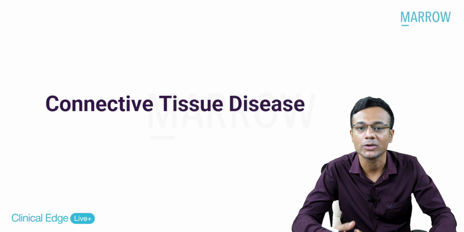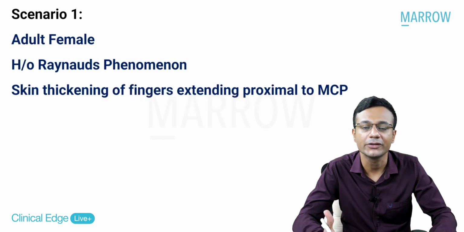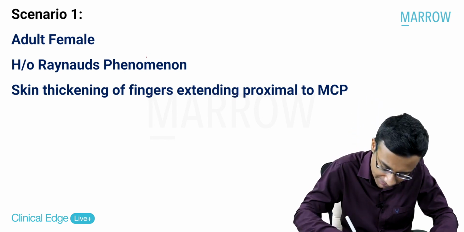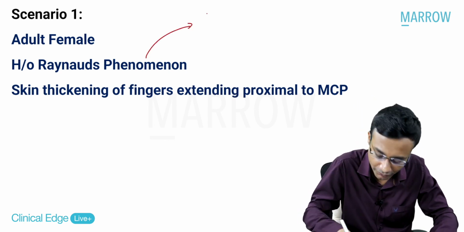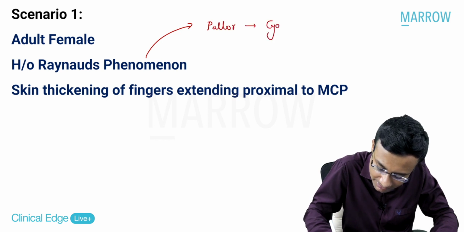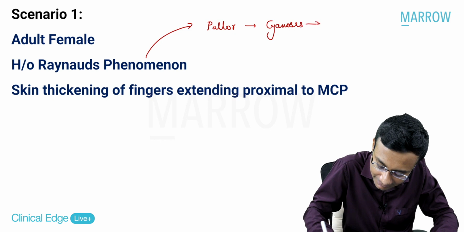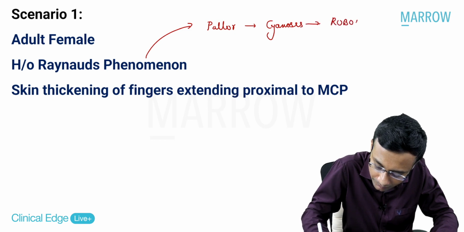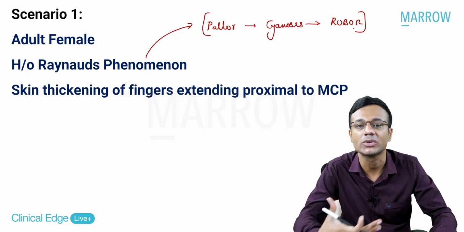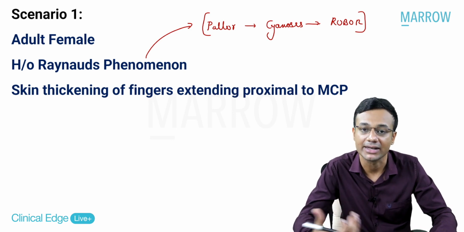Let us take up some scenarios in connective tissue disease. In connective tissue disease, number one, there is an adult female who gives history of Raynaud's phenomena. Now, what is Raynaud's phenomena? Raynaud's phenomena is characterized by episodic vasoconstriction. So, the patient's fingers are going to be going in for pallor, then cyanosis, then rubor. So, pallor, cyanosis and rubor. This is the sequential episodic vasoconstriction which is called Raynaud's phenomena.